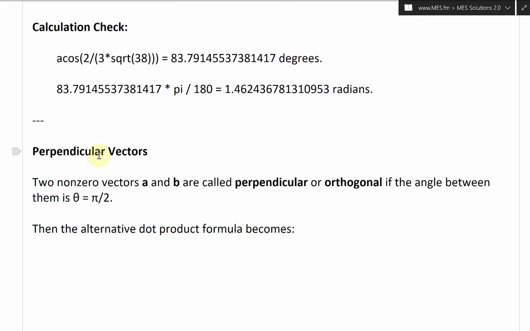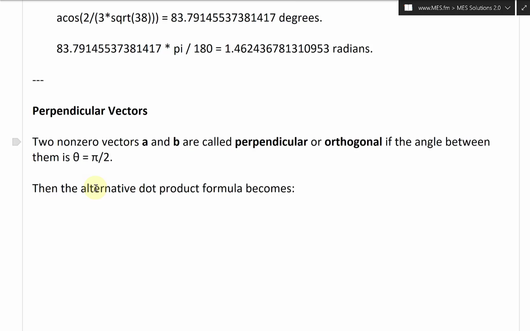All right, so now let's continue further and now look at perpendicular vectors. Here, I'll put this heading in the topics to cover. I just added this right now. So anyways, two non-zero vectors A and B are perpendicular or orthogonal, again, basically the 90 degrees setup like that, if the angle between them is theta equals pi over 2 radians, or 90 degrees.